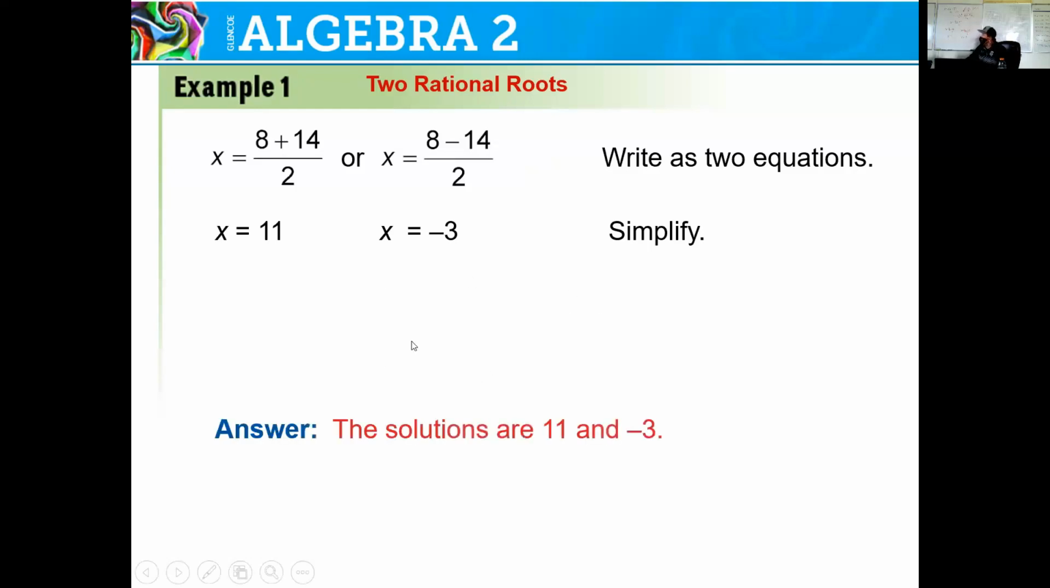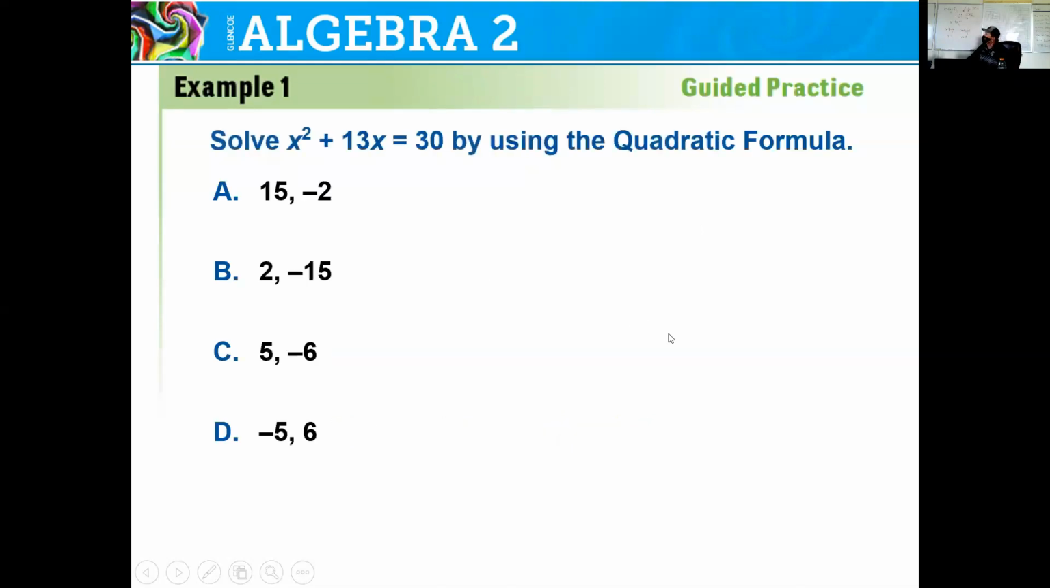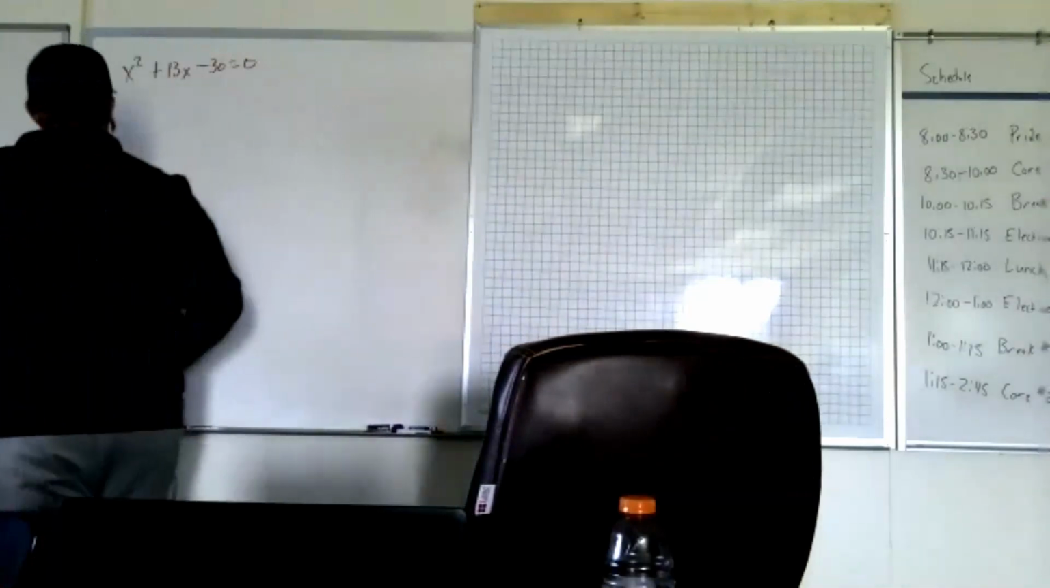There are our final answers. So here we have x squared plus 13x is equal to 30. First step, once again, we have to get it set equal to 0, and then we can plug it in. So in this case, we're going to subtract that 30 from the right side and bring it to the left. x squared plus 13x minus 30 set equal to 0. Once we get it into that form, then we can enter it into the quadratic formula.